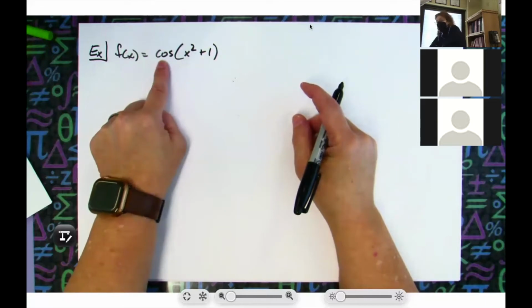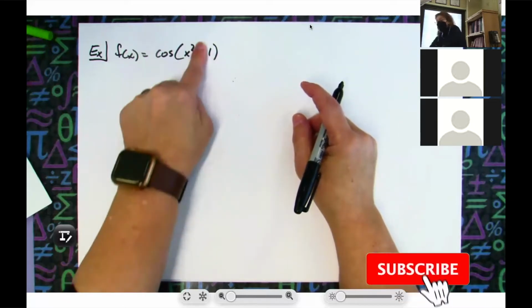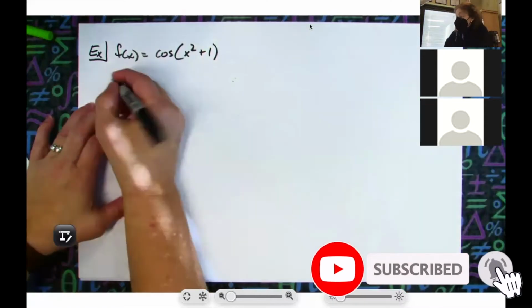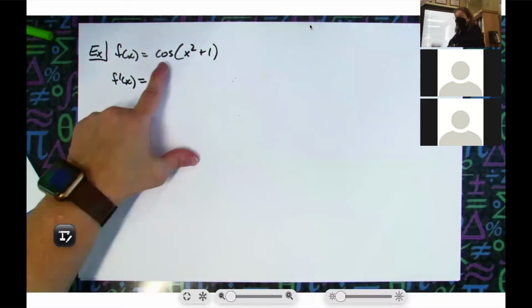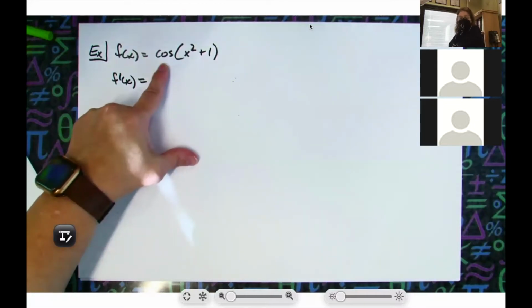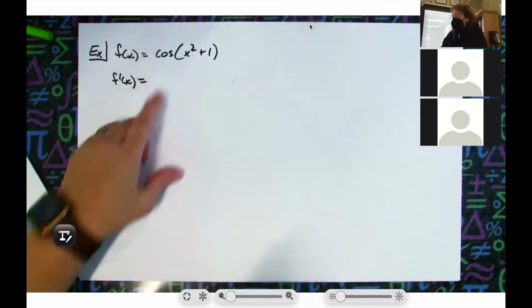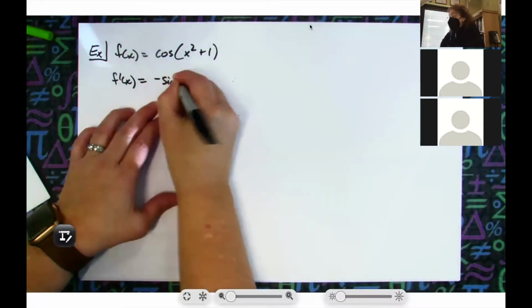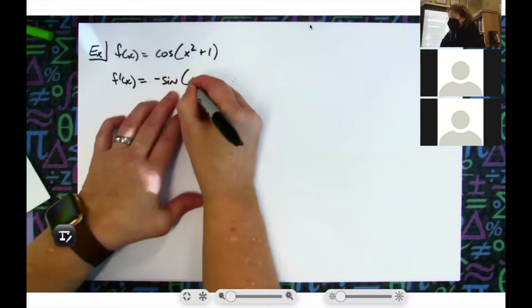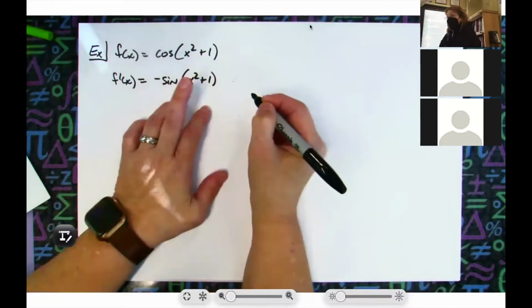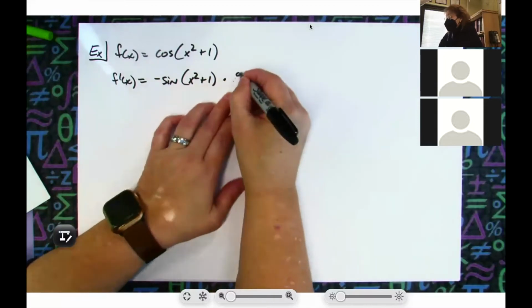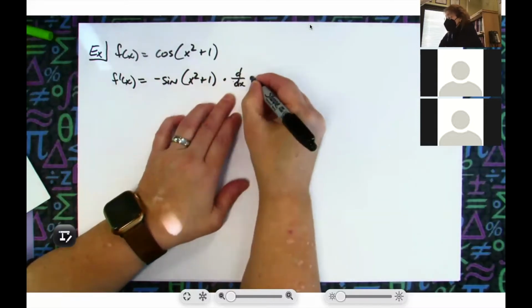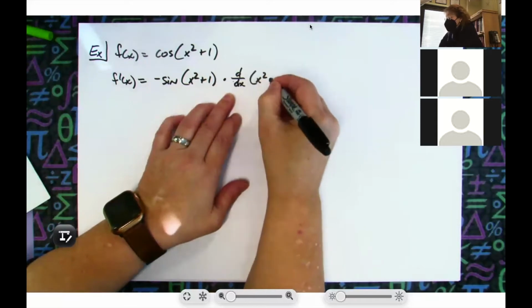When we have chain, we've got an inside, x squared plus 1, and the outside, which is cosine. All right, so this is a relatively simple one. If we remember chain from last week, we did the derivative of the outside function. So the derivative of cosine is negative sine. And then we leave the inside alone, times the chain, d/dx, of the inside.